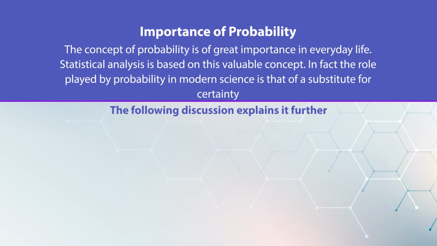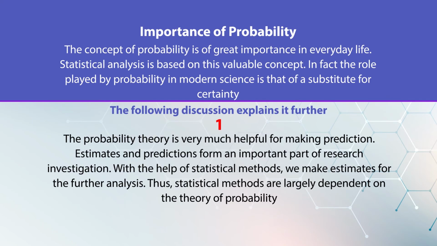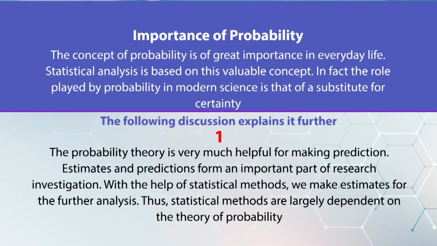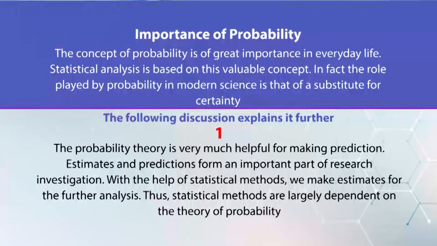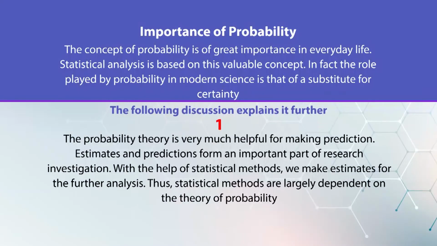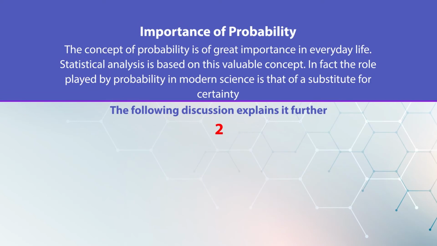When we discuss more about probability, there are certain points which come up. Probability theory is very helpful for making predictions. Estimates and predictions form an important part of research investigations. With the help of statistical methods, we make estimates for future analysis. Thus, statistical methods are largely dependent on the theory of probability. It also has immense importance in decision making.